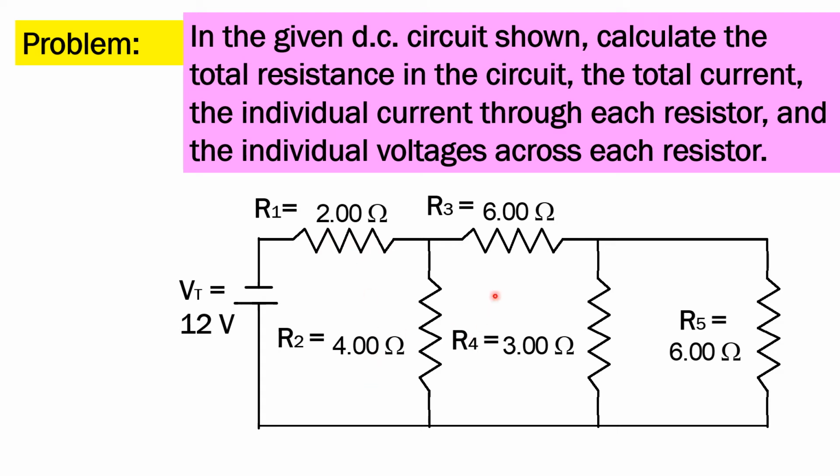How about R3 and R2, for example? Is R3 here connected in series with R2? The answer again is no, they are not connected in series. Neither is R3 connected in parallel to R4. But what we are sure about is that R4 and R5 are definitely connected in parallel. So they are exactly parallel to each other.